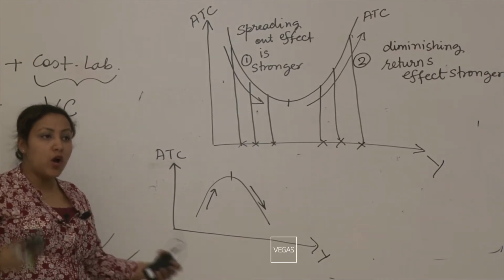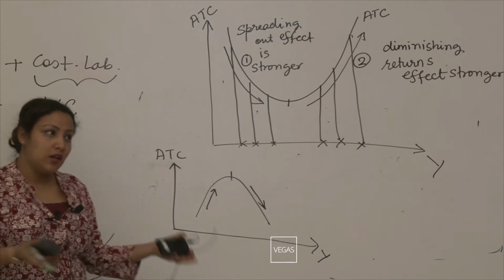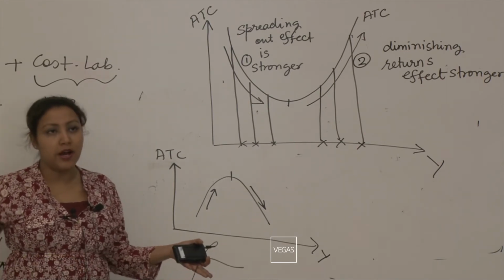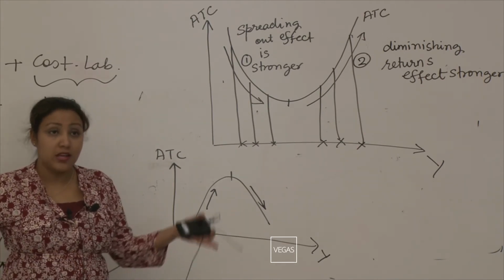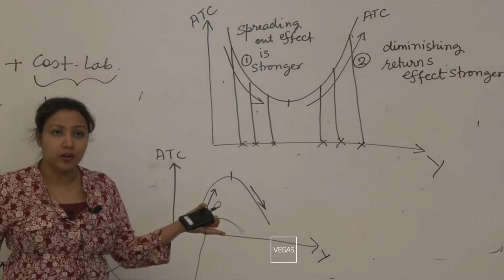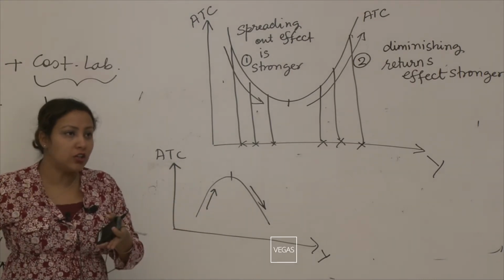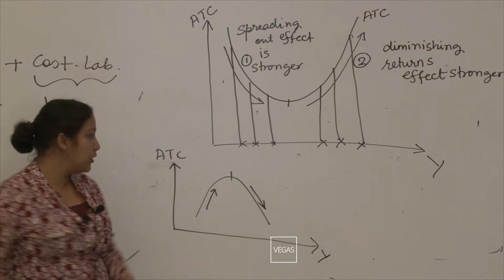When I am producing 1 shirt, 2 shirts, 3 shirts, I have 5 machines and I am hiring 1 or 2 or 3 workers. That time I am hiring the more productive workers. At initial stages of production, I am bringing the more productive workers.